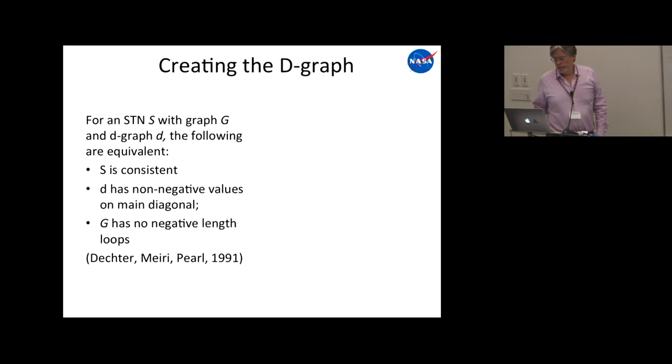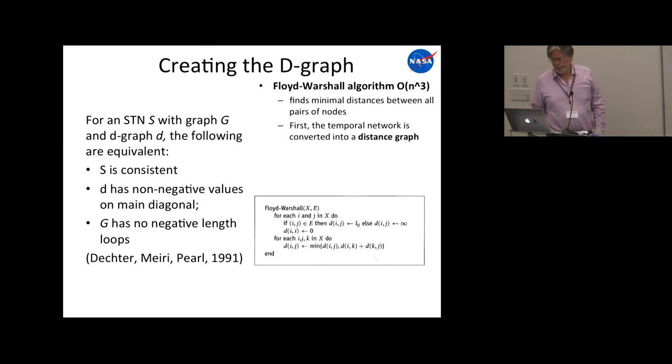Good questions. Okay. So briefly, let me go over the algorithm. You may already be familiar to some extent with shortest path algorithms because they have been around a long time. The fundamental theorem dealing with consistency of simple temporal networks is: given a simple temporal network as a graph G and a distance graph D produced by running this shortest path algorithm, the following are equivalent. The STN S is consistent. D has non-negative values on the main diagonal. We'll see that that's the main test. G has no negative length loops.